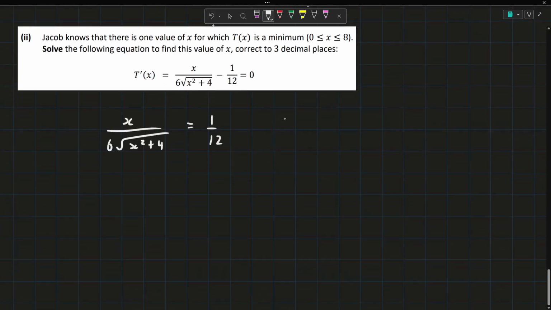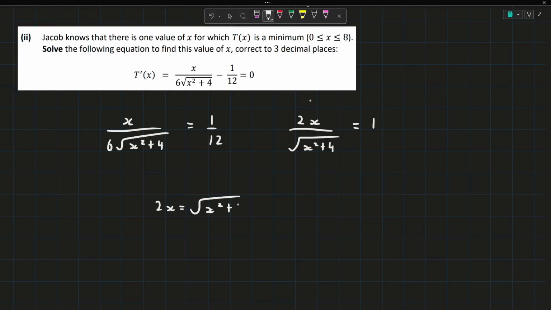I'll do this in steps. I'll multiply both sides by 12, and we'll get 2x over root x squared plus 4. That's because the 12 comes up here, and 12 over 6 is 2, so we cancel that out, and then that's equal to 1. So that means that 2x is equal to the square root of x squared plus 4.